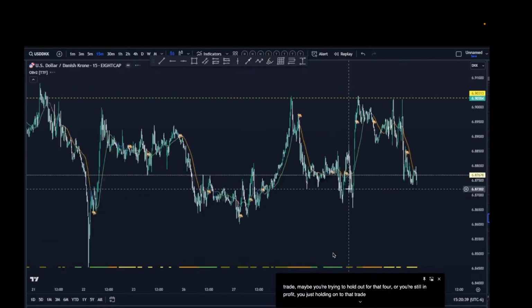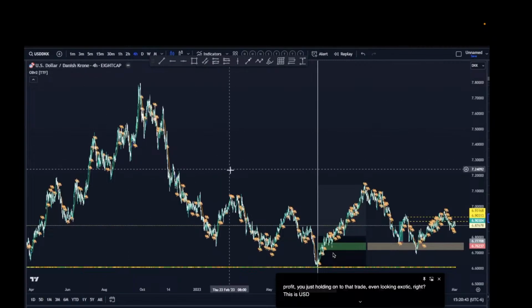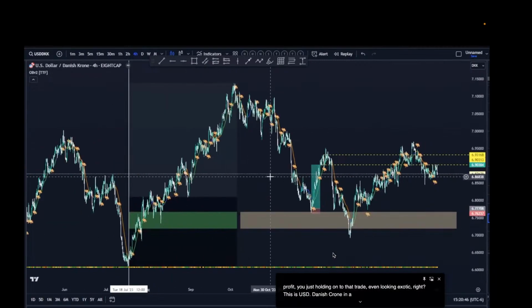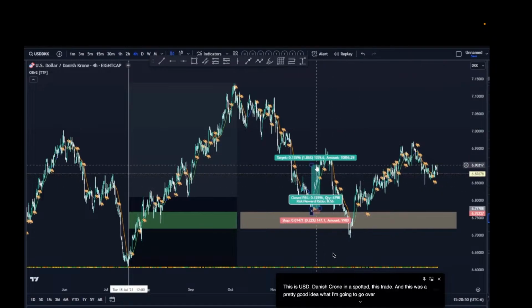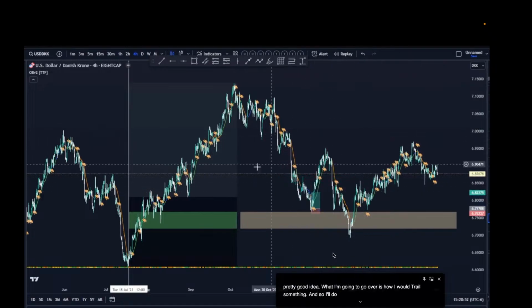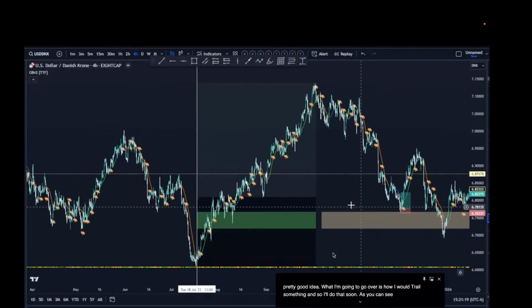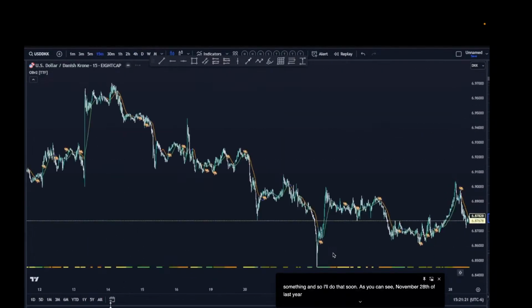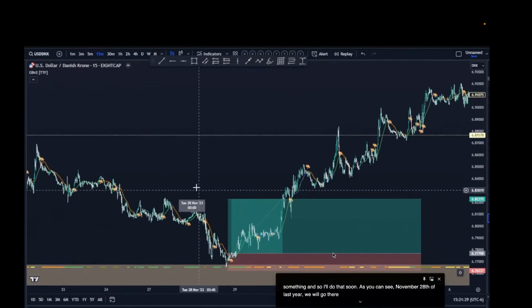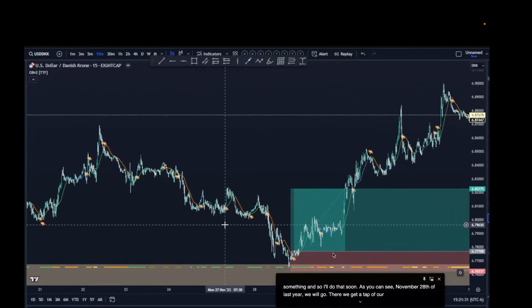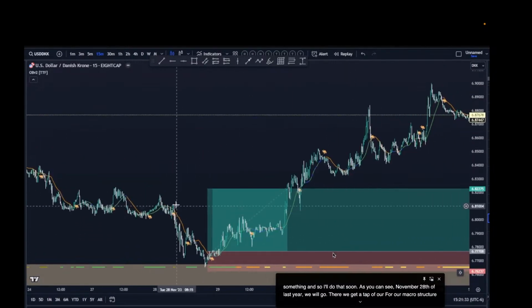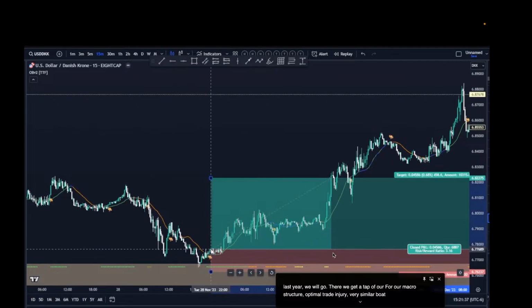Even looking exotic, right? This is USD Danish krone. And I spotted this trade, and this was a pretty good idea. What I'm going to go over is how I would trail something. And so I'll do that soon. As you can see, November 28th of last year, we will go there. We get a tap of our 4 hour macro structure, optimal trade entry. Very similar boat. This would technically be an aggressive entry here.